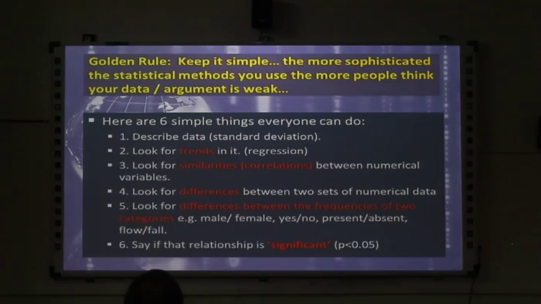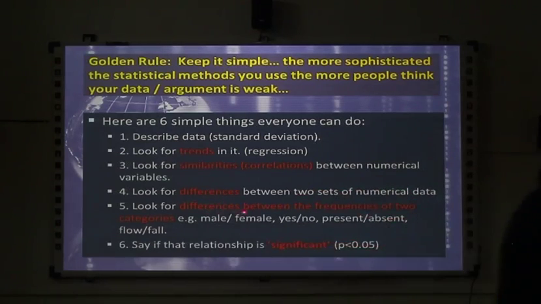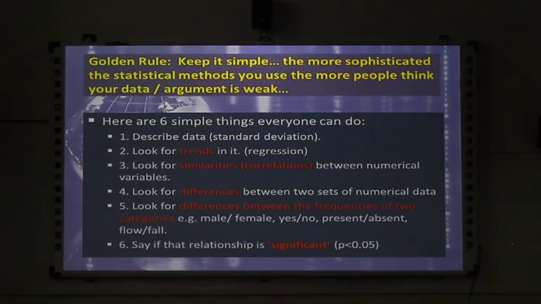You can describe data. And one of the key ways of describing it is using the standard deviation, which we'll talk about. You can look for trends in the data. And the key word there is regression. You can look for similarities between variables. And the key word there is correlation. You can look for differences between two sets of data. And usually we use things like t-tests for that. Or you can look for differences between the frequencies of categories, where you're not using data at all, just how often something occurs.